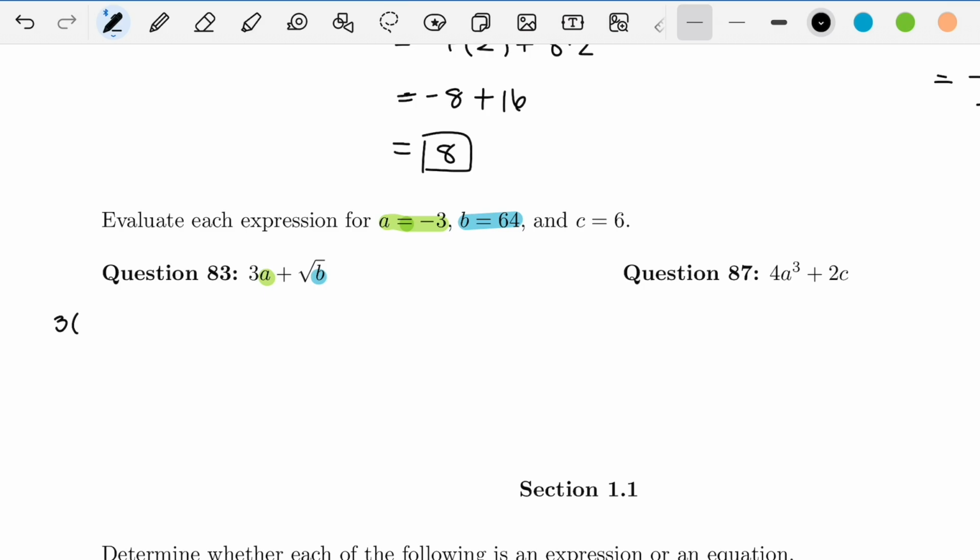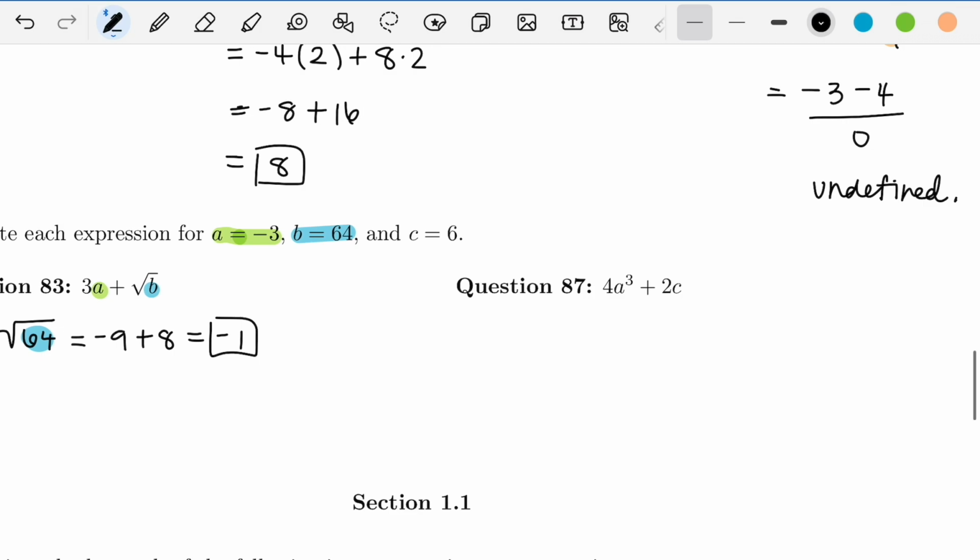We have 3 times a, and we know a is going to be -3. And then we're adding the square root of b, and we know b is 64. So just plugging in these values. All right. We know that 3 times -3 is going to be -9, and the square root of 64 is 8. So in this case, this will just be -1.